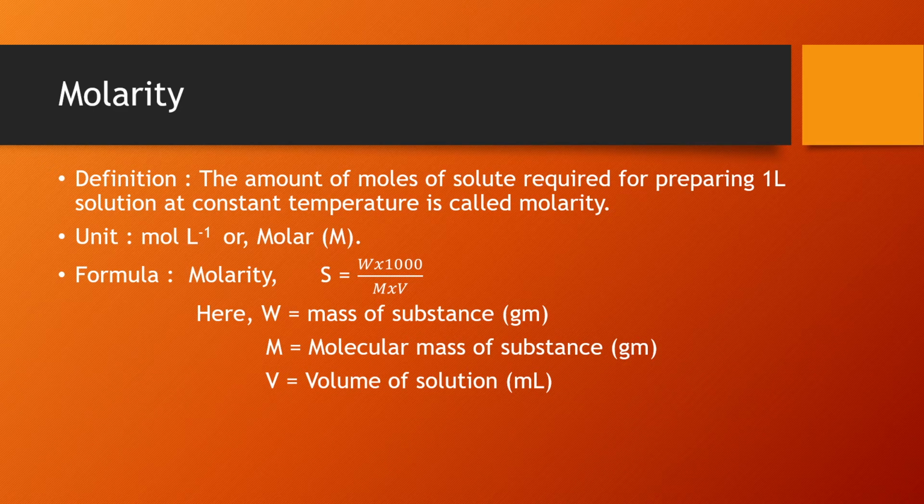So there is the formula, capital S, molarity. Capital S equals W into 1000 divided by M into V. Here W is the mass of substance expressed in grams, the molecular mass of substance is also in gram, and the volume of solution is in milliliter. Please keep in mind that the volume of the solution will be given in the question in milliliter. So this is the formula of molarity.